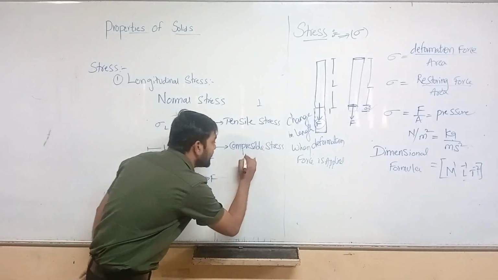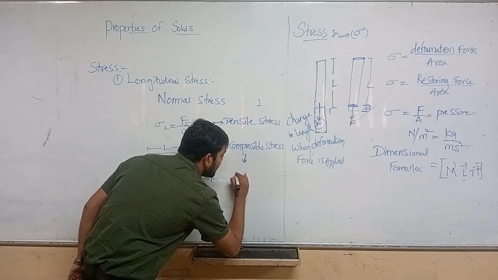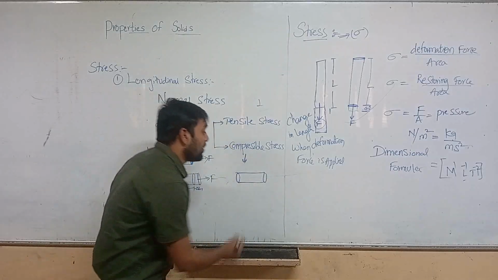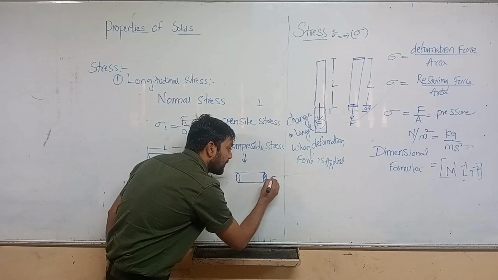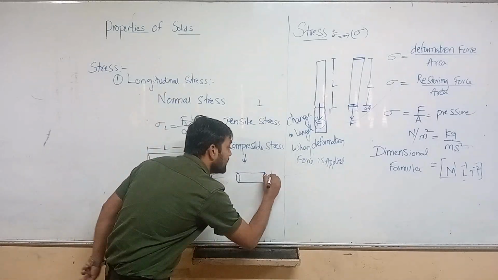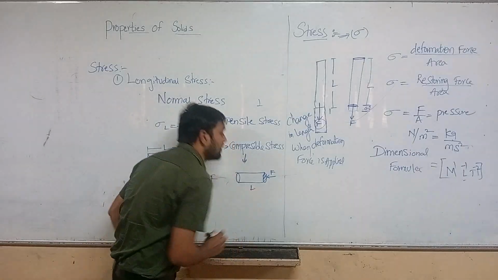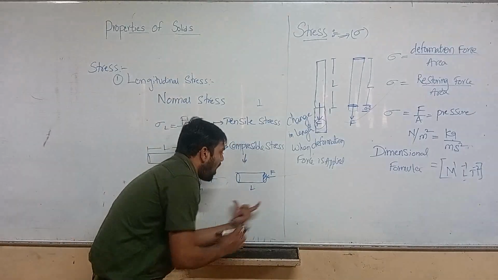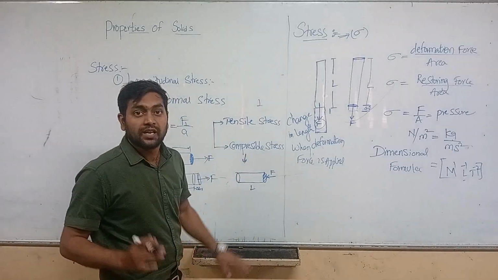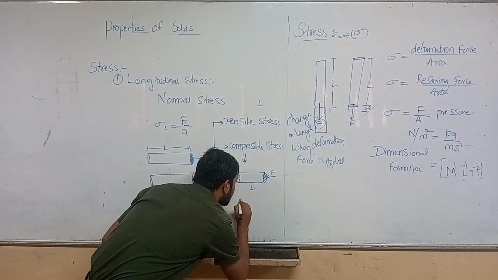And coming to the compressibility, what is that? Let us take the same rod. I am giving the force perpendicular to this area. Then what happened? Here I am taking the length of the rod as L. After giving some deformation force, this object is getting compressed. It was there like this first.